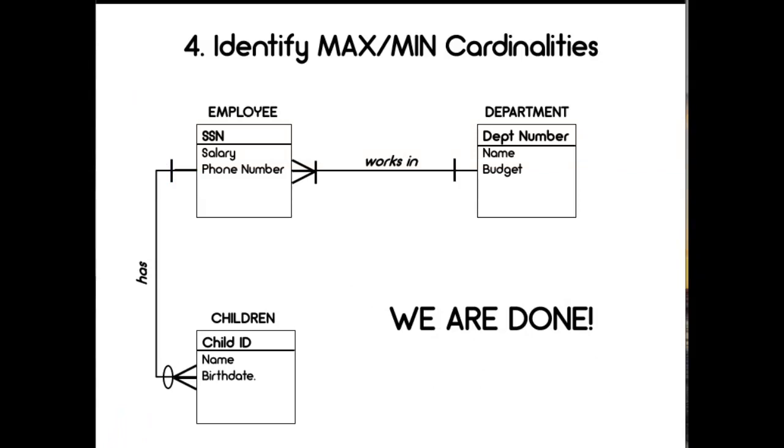And there you have it. We've drawn an entity relationship diagram using a 4-step process. Once you have mastered this skill, you will be well on your way towards becoming a successful data professional.